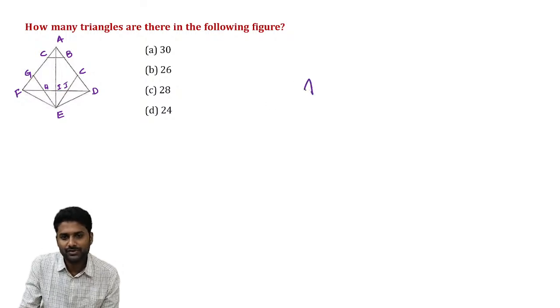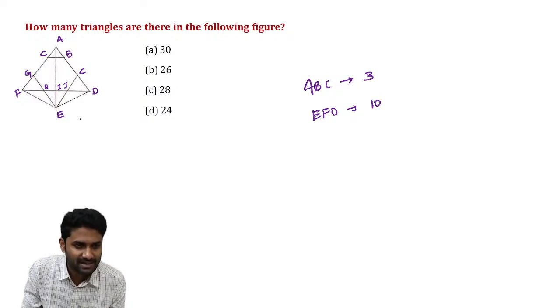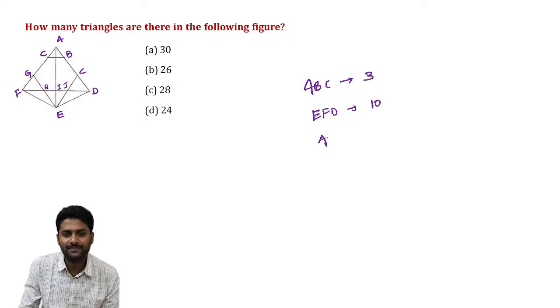Now see, as you're aware of this concept, if you take triangle ABC, you will get 3: 1 plus 2 is equal to 3. If you go for EFD, 1 plus 2 plus 3 plus 4, you will get 10 triangles. Next, let's go through AFD. AFD also gives 3 different triangles.